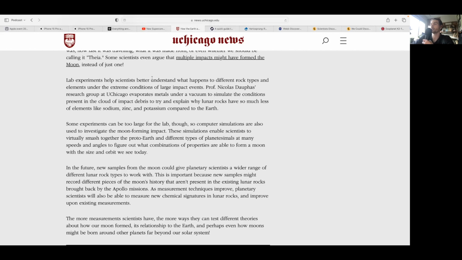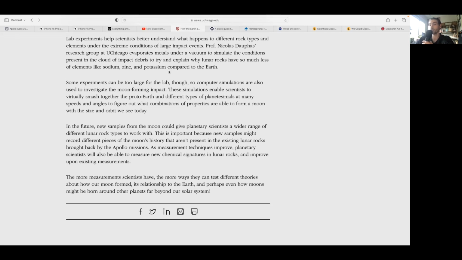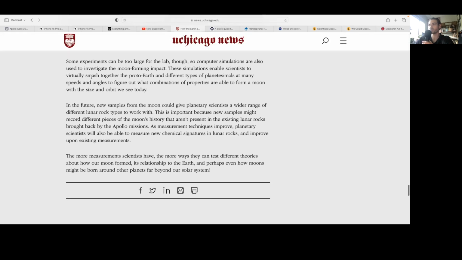Lab experiments help scientists better understand what happens to different rock types and elements under the extreme conditions of large impact events. Professor Nicholas Dauphas's research group at U Chicago evaporates metals under a vacuum to simulate the conditions present in the cloud of impact debris, to try and explain why lunar rocks have so much less of elements like sodium, zinc, and potassium compared to the Earth. So maybe we got some. We got some that was delivered to us via a massive rock.